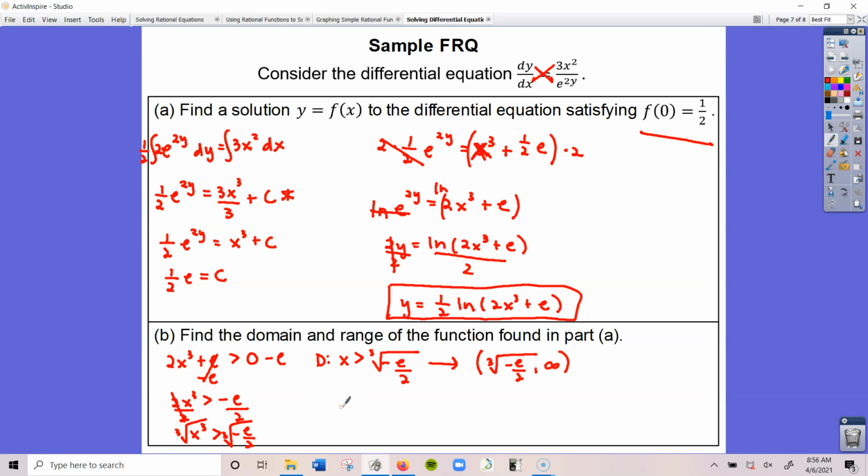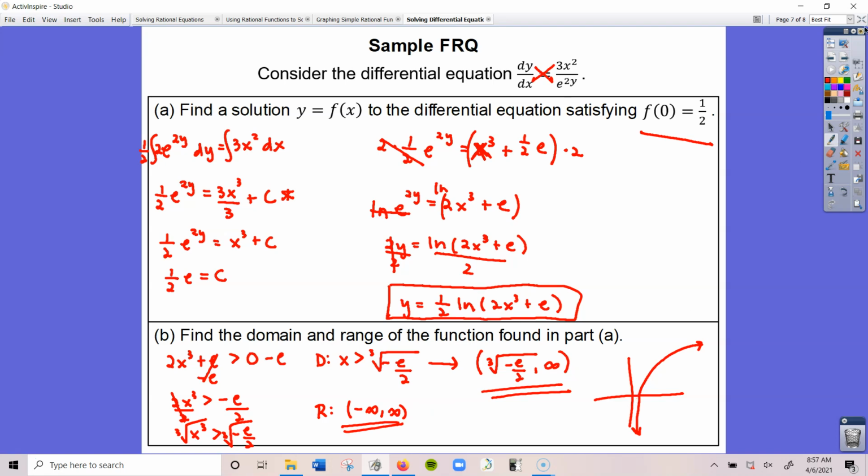Now the range, however, is going to be from negative infinity to infinity. And this is because if you look at the ln graph, ln does this. It goes down forever and up forever. So that includes all of the y values. So negative infinity to infinity.